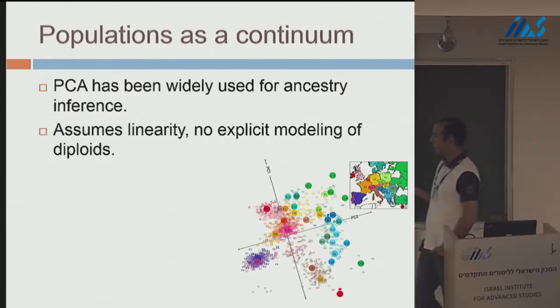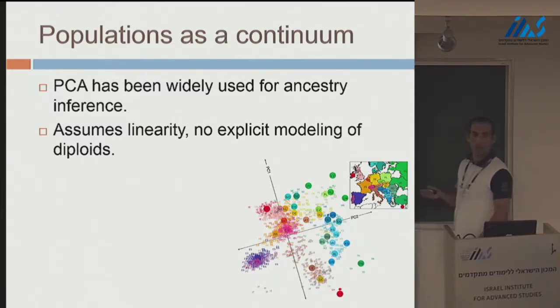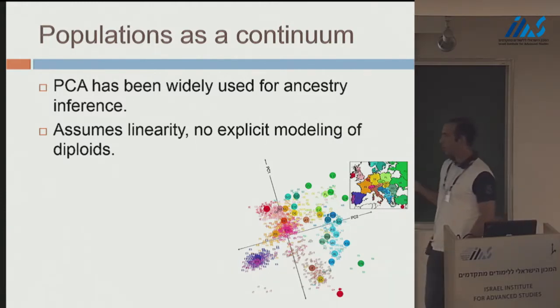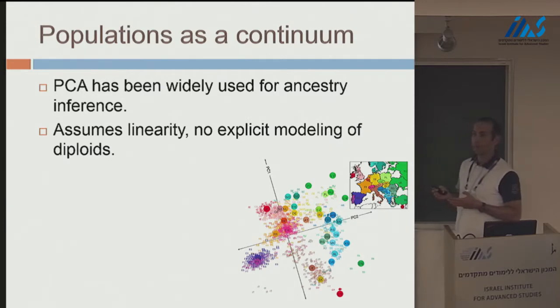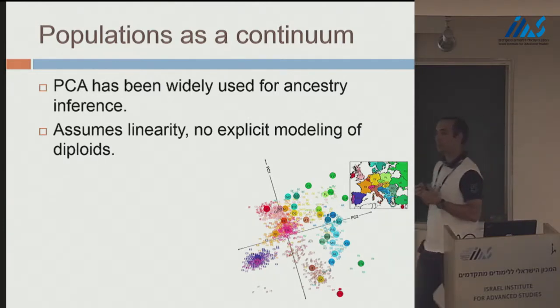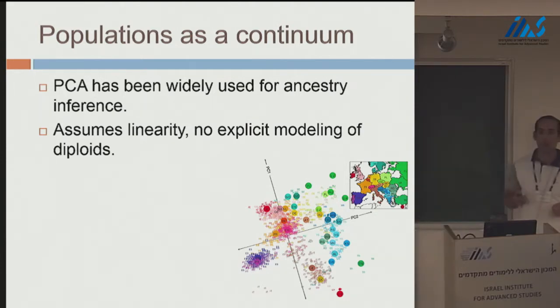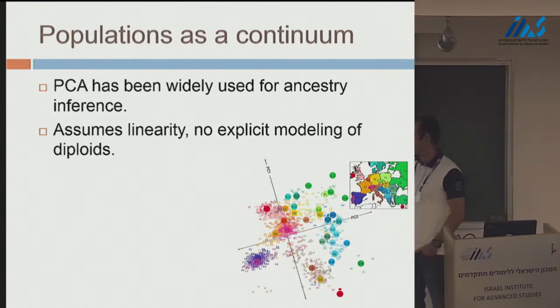And so this is something that people are actually using quite a lot, and we've seen it in a few of the previous talks. But there are some limitations for PCA. One of the limitations is that there is no explicit modeling of the fact that people are diploid. You're basically summing up the two haplotypes of that person, right? And when you do this, if you have a person whose mother is from Norway and whose father is from Spain, you're going to get a point in the middle. So that person is going to look like he's coming from the middle.